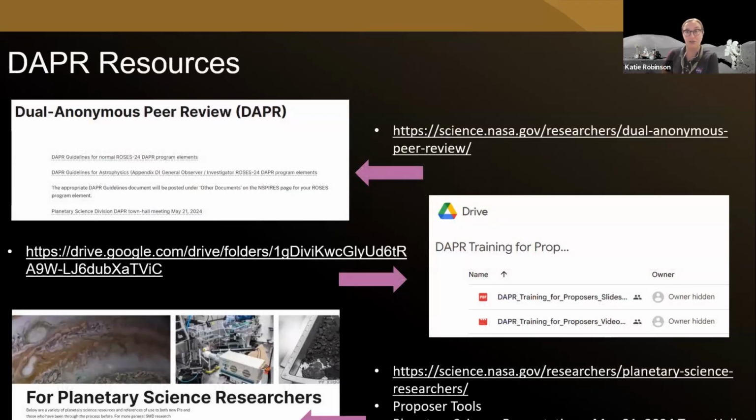So this is a whole bunch of links. You should be able to access these. The proposal slides will be available at the end of the talk. For dual anonymous peer review, there are guidelines that are available to you. There's DAPR training available, and there's also tools and presentations from the May 21st town hall about DAPR that will hopefully help you all prepare your proposals in this new format.